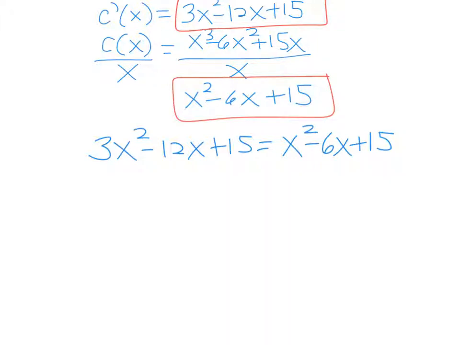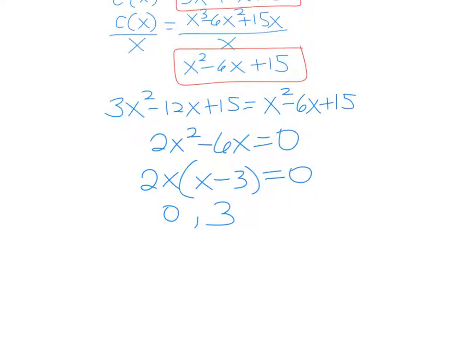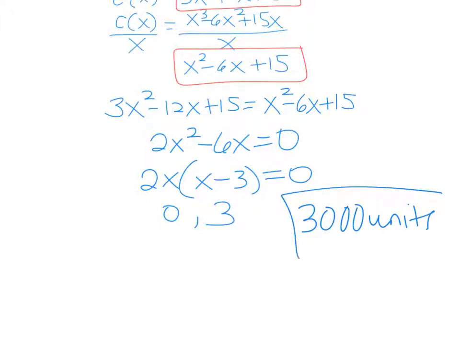Okay, so let's solve this. Do you know how to solve this? Yeah, subtract x squared over. You get 2x squared. Let's add 6x over to get negative 6x, and then subtract 15 equals 0. Go ahead and take 2x out. And so our answers are 0 and 3. And these are in thousands of units. We don't want 0. 0 is going to minimize your cost or your production. That means you don't make anything. I mean, yeah, you could do that. That would minimize your cost if you don't make anything. Yeah, minimize your profit too. So you would want to make 3,000 units because this is in thousands again.